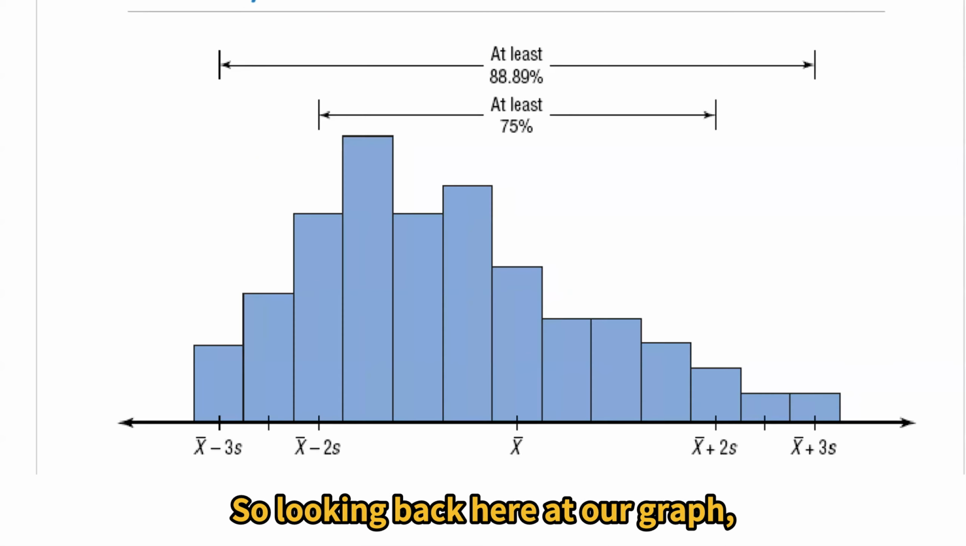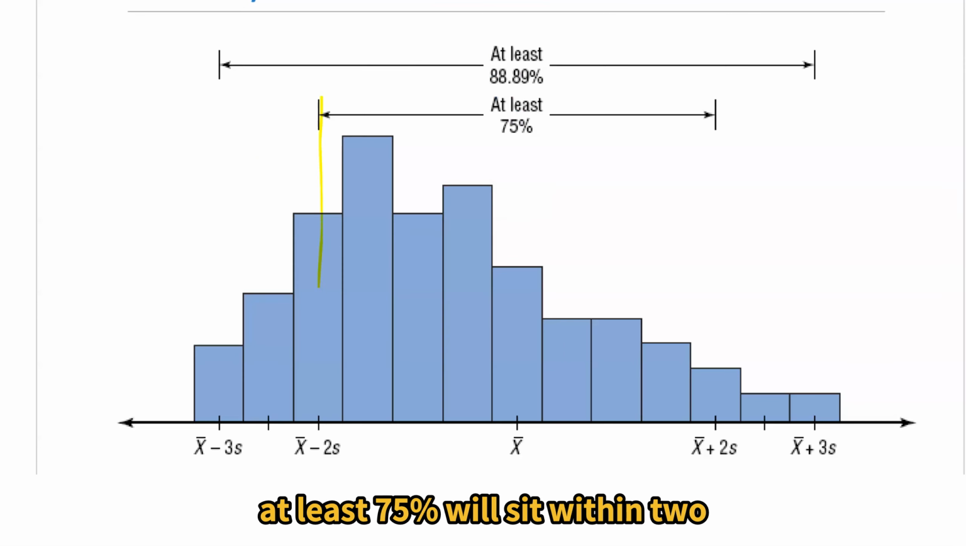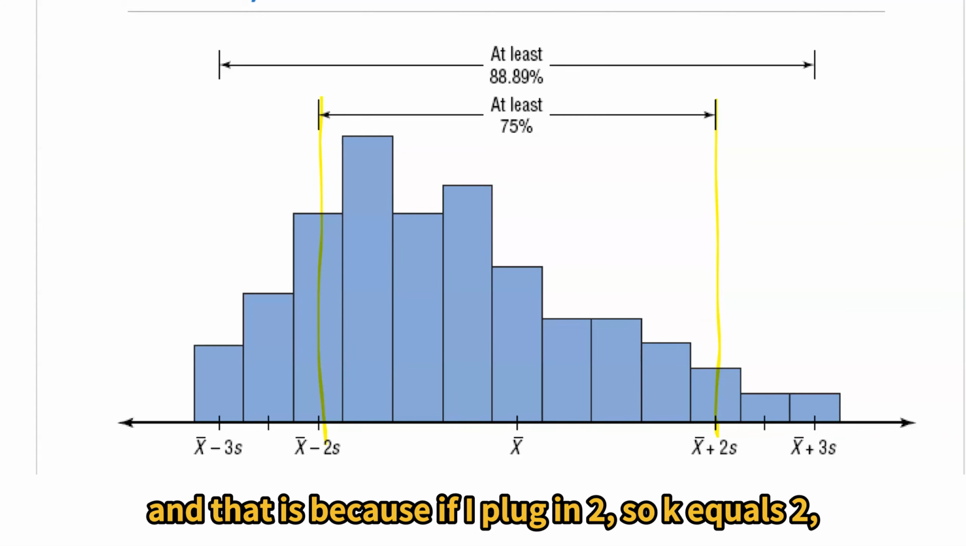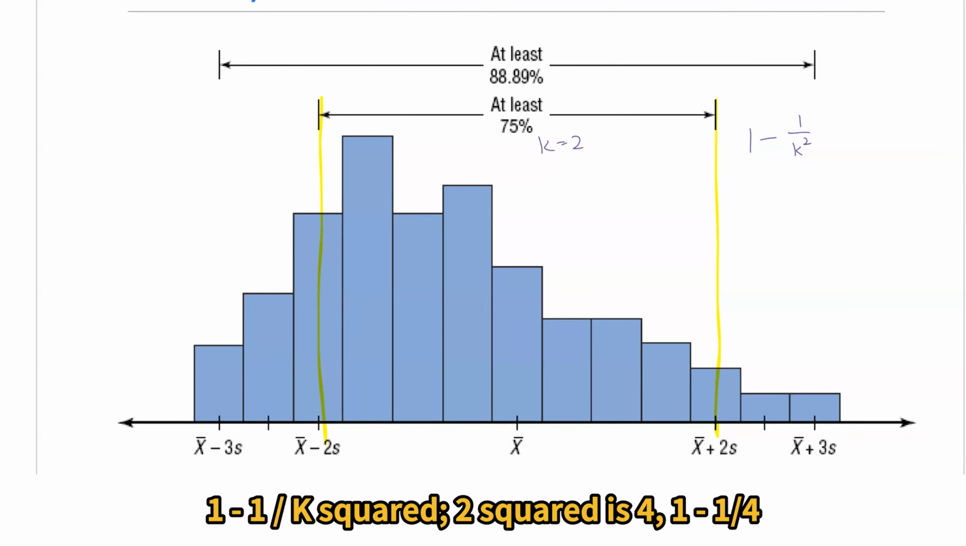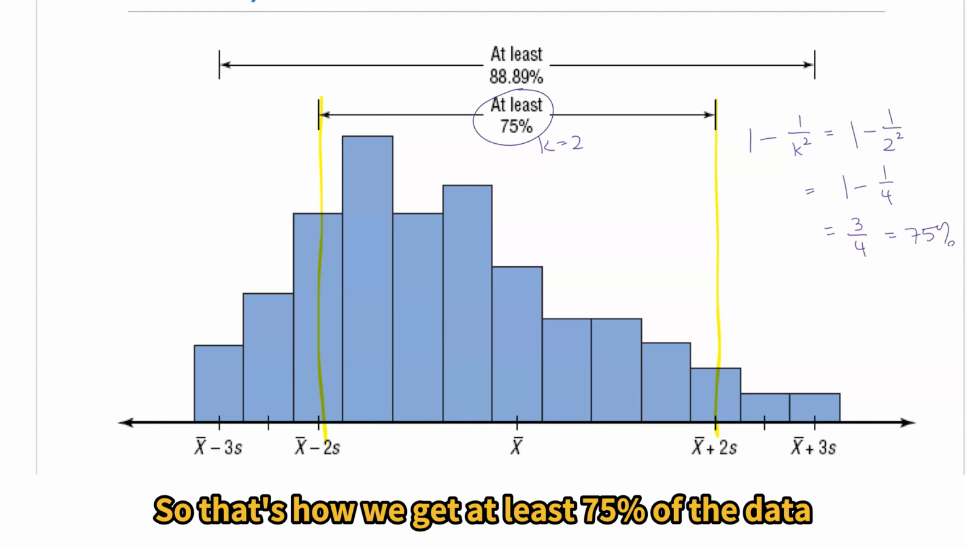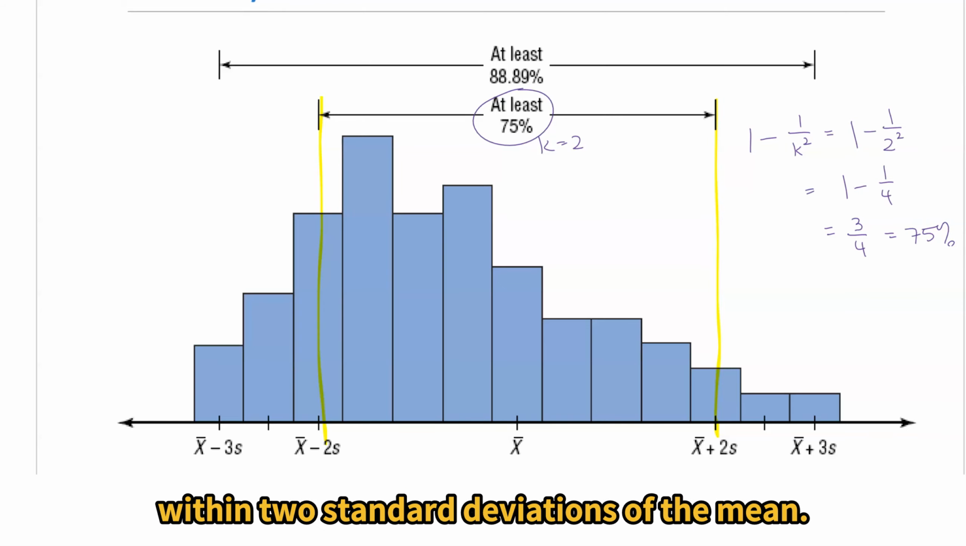So looking back here at our graph, at least 75% will sit within 2 standard deviations of the data. And that is because if I plug in 2, so k equals 2, 1 minus 1 over k squared, 2 squared is 4, 1 minus 1/4 is 3/4, which is 75%. So that's how we get at least 75% of the data within 2 standard deviations of the mean.